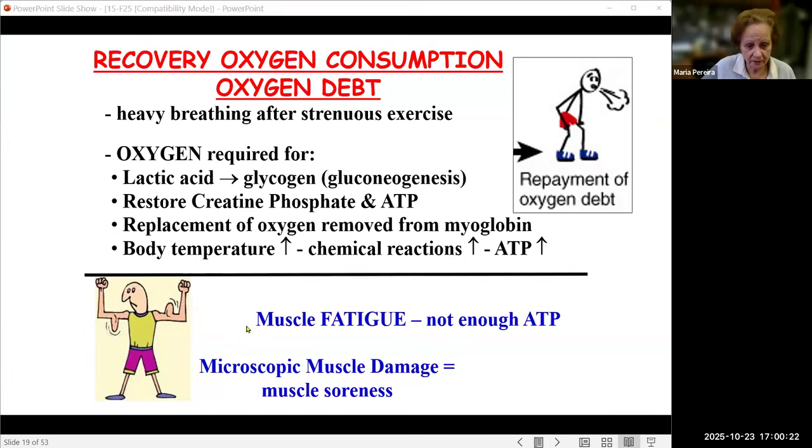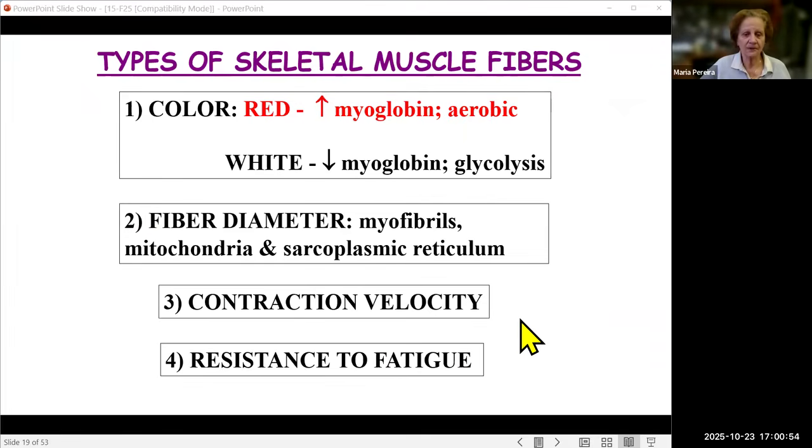So muscle fatigue, not enough ATP. And also there's pain because of the acidity, the production of too much lactic acid, and also all those proteins that we discussed, myosin, actin, titin, troponin, tropomyosin, during all this exercise, they get damaged, and this can also lead to muscle soreness. Okay, so now let's move on.